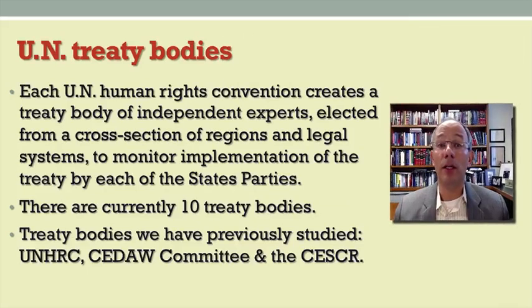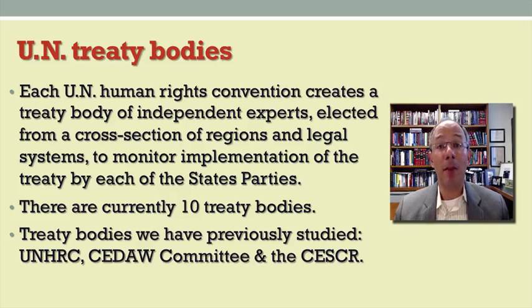Now, the UN treaty bodies are institutions that we have encountered in previous lectures of this course. They are independent experts who are appointed from a cross-section of regions to monitor the implementation of each treaty by its states parties. And the basic rule here is there is one treaty body per treaty. So some of the treaty bodies that we've looked at in the past include the United Nations Human Rights Committee, the CEDAW Committee, and the Committee on Economic, Social, and Cultural Rights. Each of those committees monitors its respective international agreement.